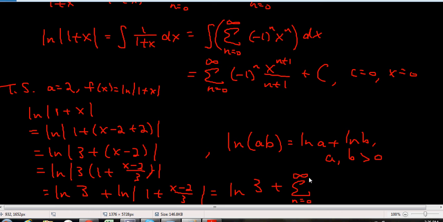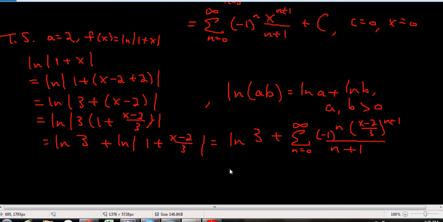So I've got the negative 1 to the n just like before. This will be ((x minus 2) over 3) to the n plus 1. This whole thing will be over n plus 1. And of course there's no c, because remember we said c was 0. So I'm going to write this out a little bit neater and say this is equal to ln 3 plus the sum of n equals 0 to infinity, negative 1 to the n, over n plus 1, times 3 to the n plus 1. And this whole thing is times (x minus 2) to the n plus 1.